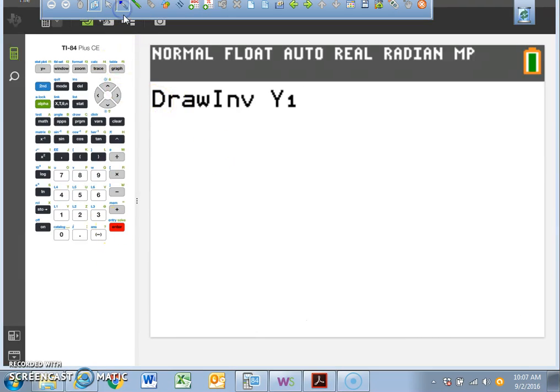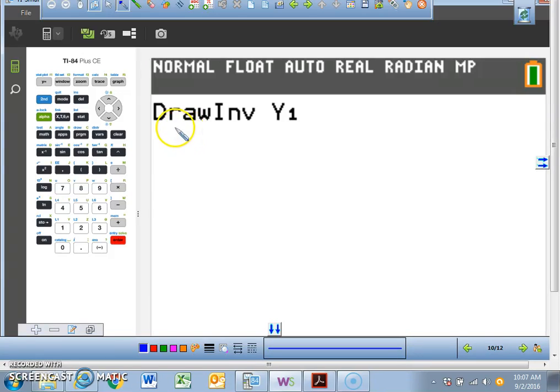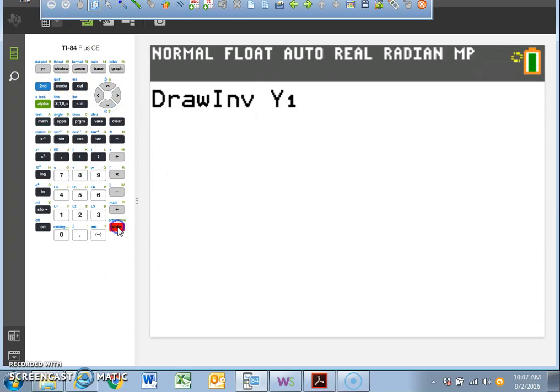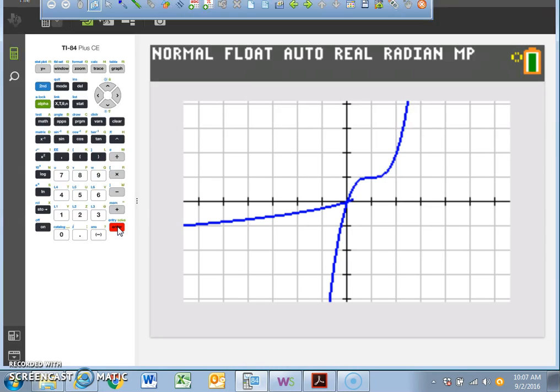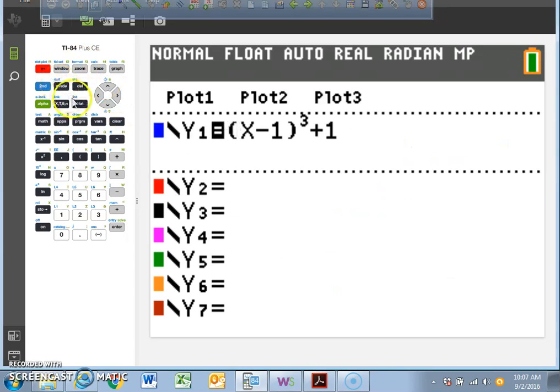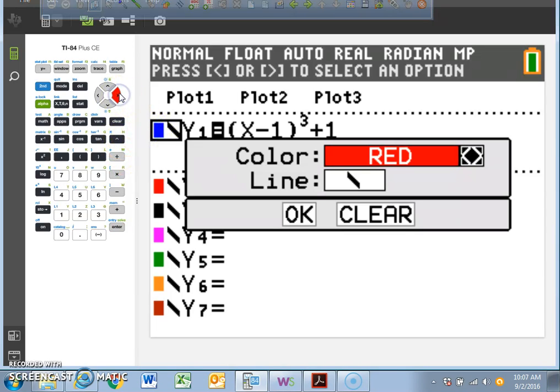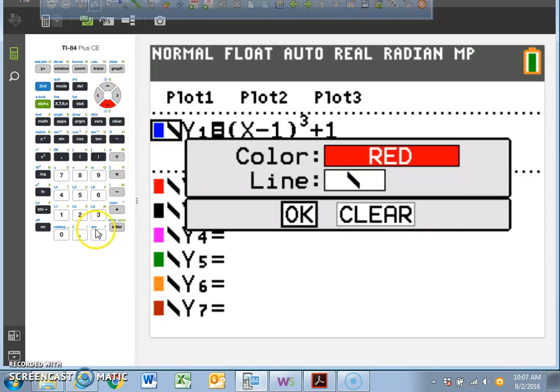And so what am I telling the calculator to do? I'm telling the calculator, please draw the inverse of y1 for me. Okay? So here we go. Press enter. And what does it do? It draws the inverse for you. Now, it's kind of confusing because they're both blue, right? So here's what I want you to do. Go to y equals. Go over here to our blue. All right? Hit enter. Let's change the blue to red. So go down and hit OK.